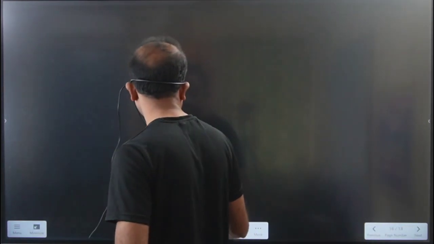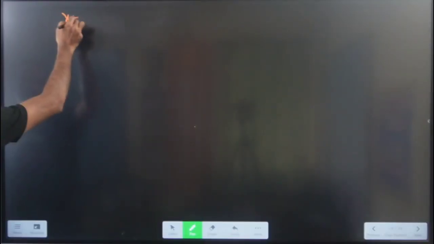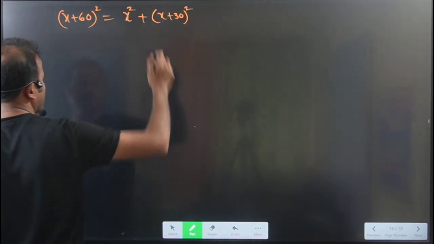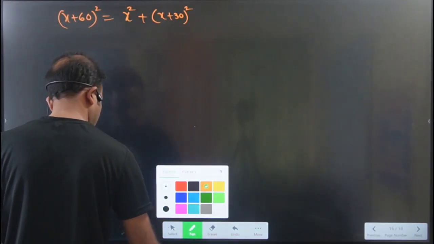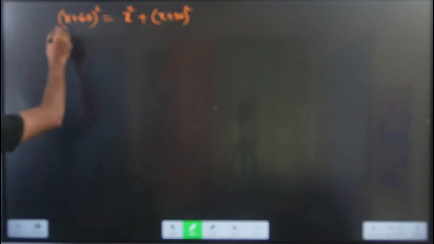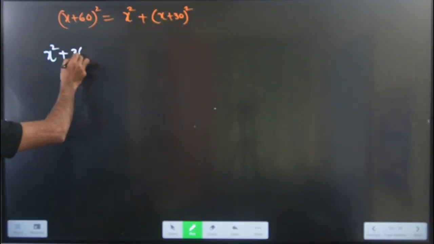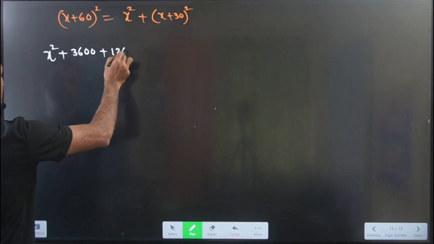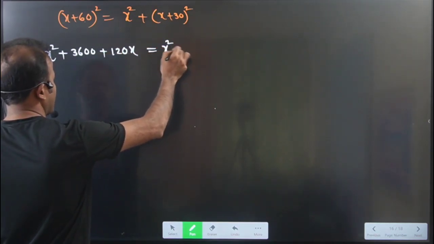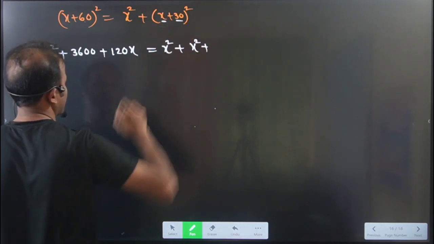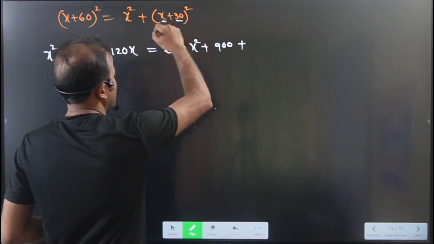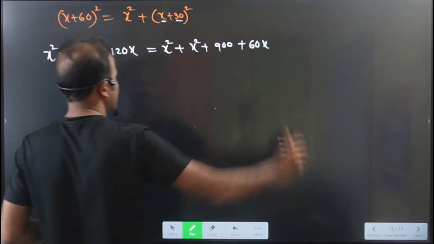Okay, do it now. Now let us see here: x plus 60 whole square equals x square plus x plus 30 whole square, right? So split this in the form of a plus b whole square. a square is x square, 60 square, 60 into 60 is 3600. 2ab, 2 into 60 into x is 120x, equals x square plus x plus 30 whole square. Again split in the form of a plus b whole square: x square plus 30 square is 900, 30 into 2 into x is 60x.